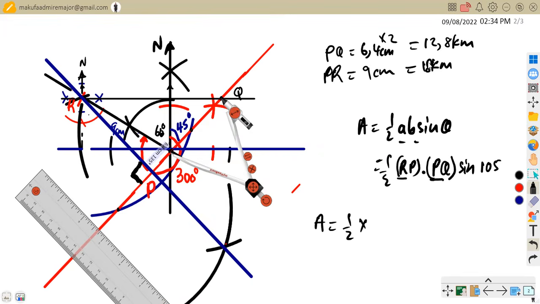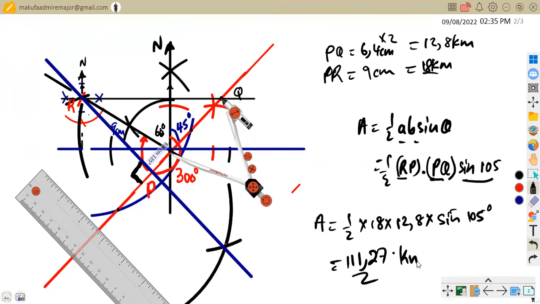So this is going to be your area. It's going to be half of 12,8, and RP here, which is 18. So it's half of 18 times 12,8 times sine 105 degrees. That will be your area. If you simplify this, half of 18 by 12,8 by sine 105 degrees, make sure that your calculator is in degrees. Sorry, my calculator was in radians. Let me convert to degrees. So you're going to obtain something like 111,27, something like that.